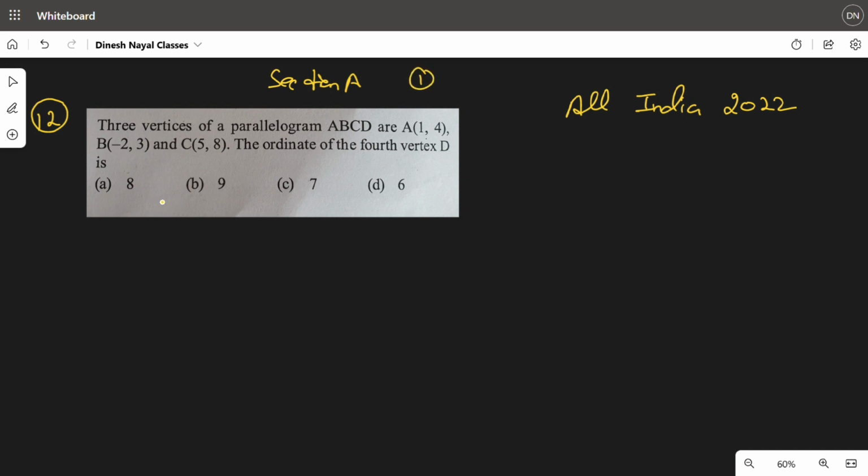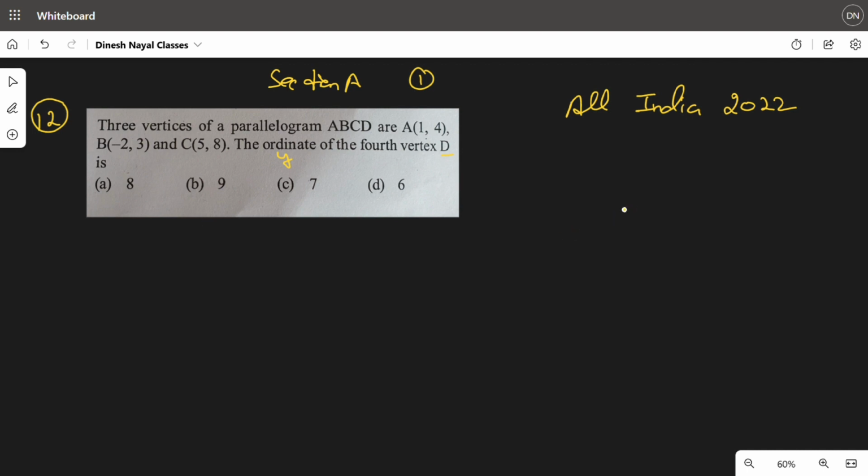Now see, the question is: the three vertices of the parallelogram ABCD are A (1, 4), B (minus 2, 3), C (5, 8). You have to find the ordinate of the fourth vertex D. Basically, you have to find the coordinates of D, and then tell the ordinate. Ordinate is actually the y value. But still, we are going to find the coordinates of D.